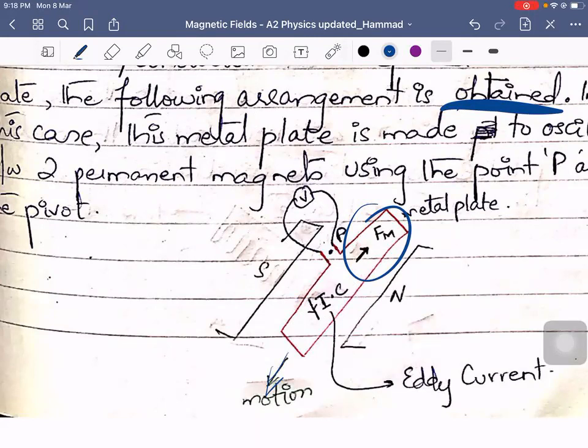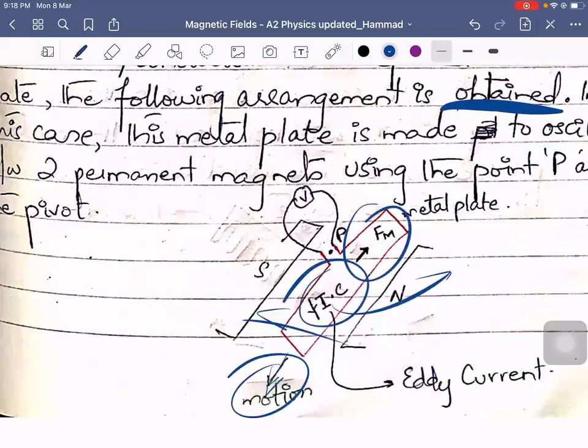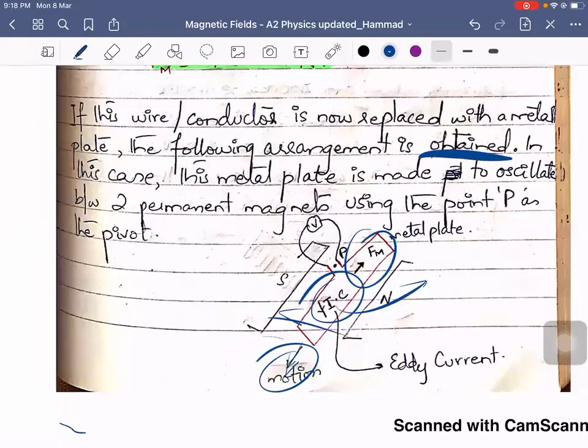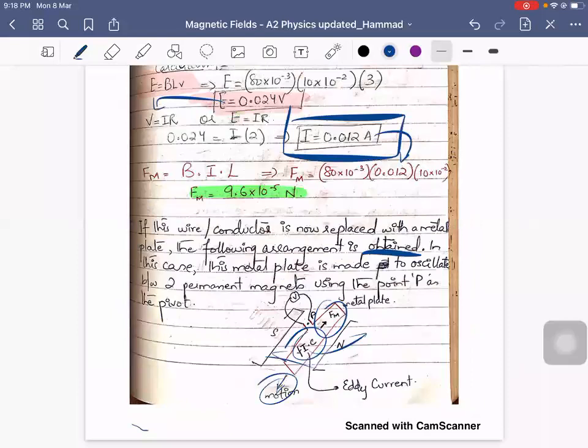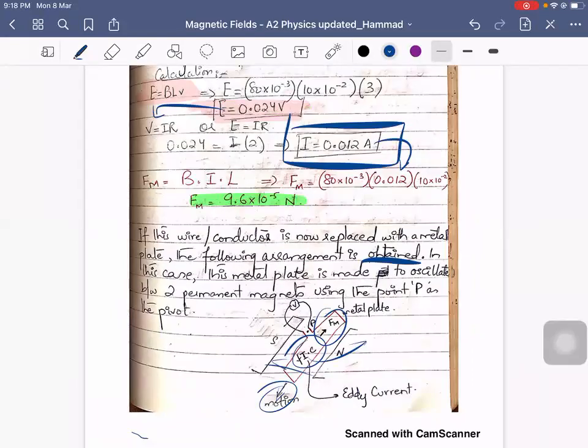Right? And I will realize that according to this rule, my first finger points north to south, right? My thumb points in the direction of the motion, and my second finger will give me the direction of the induced current, which is downwards, right? Please understand that induced current will always oppose the change. Another name for induced current is eddy current.